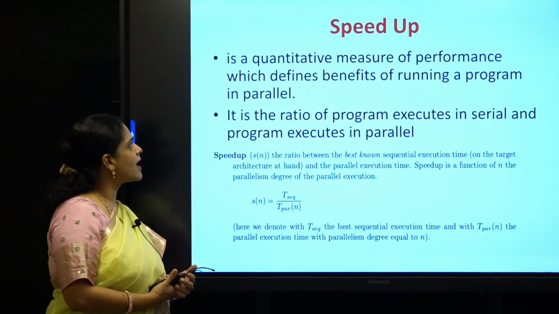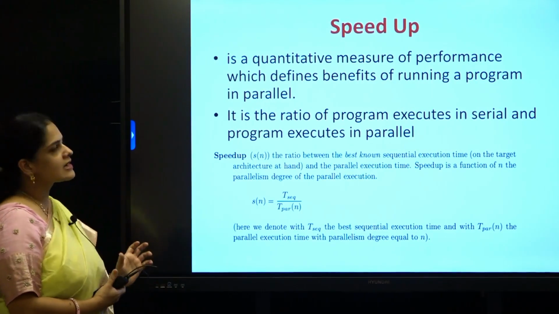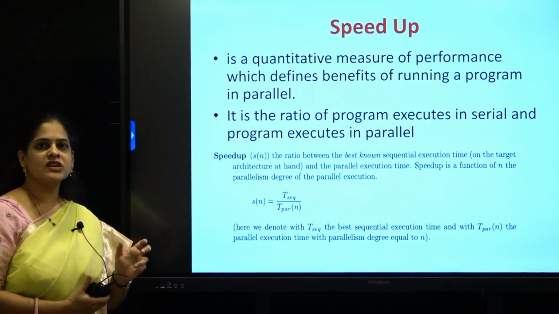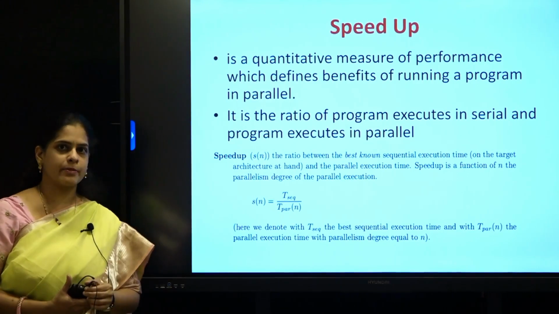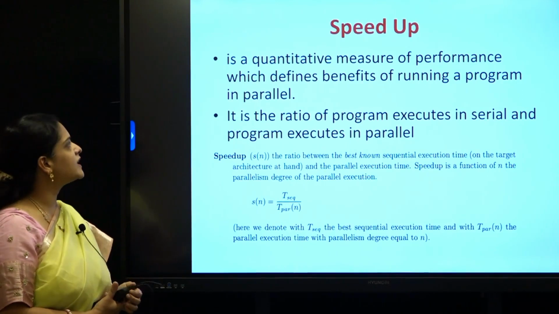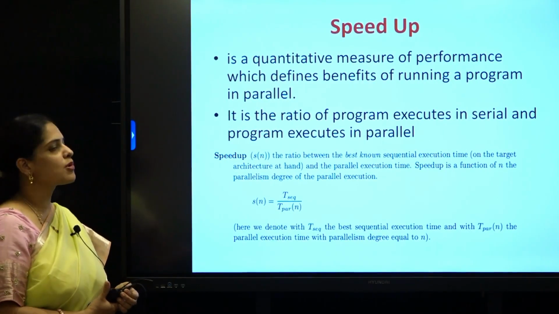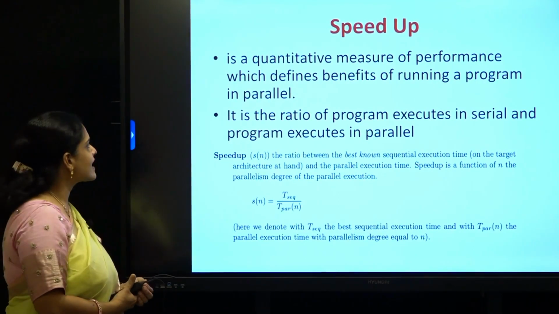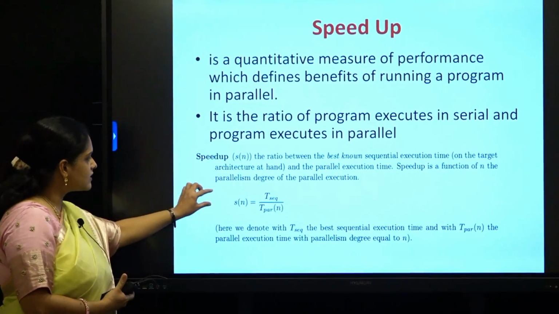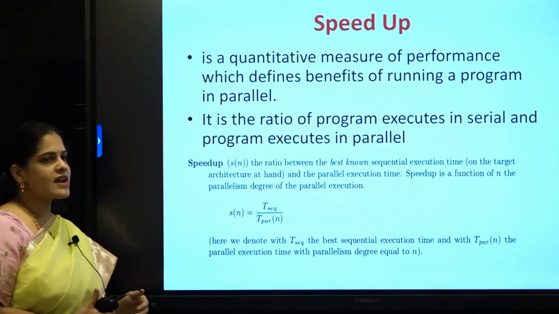Before going to Amdahl's law, there is a technical term used in the fundamental law, which is called speedup. So, what do you mean by speedup? Speedup is a quantitative measure of performance which defines the benefit of running a program in parallel. We represent the speedup as S of n, where n represents the number of tasks.